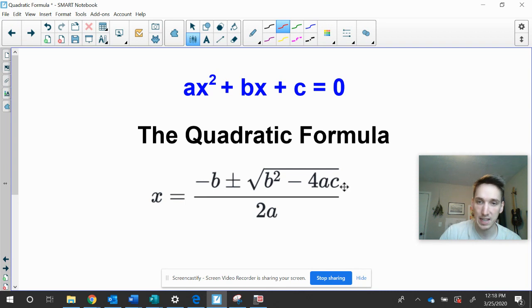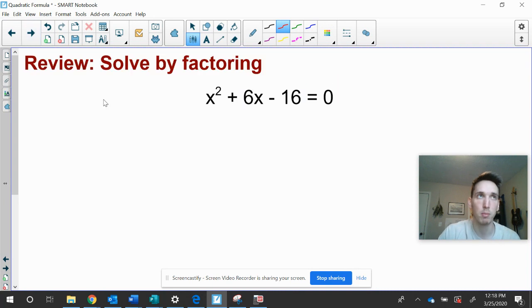And what are all these letters? Well, obviously, these letters come from a, b, and c in standard form, right? So if you know a, b, and c, you plug them in here, put it in the calculator, and you got your answers. So, before we jump into using this, let me show you a quick review problem, and it's going to help lead us into using the quadratic formula.